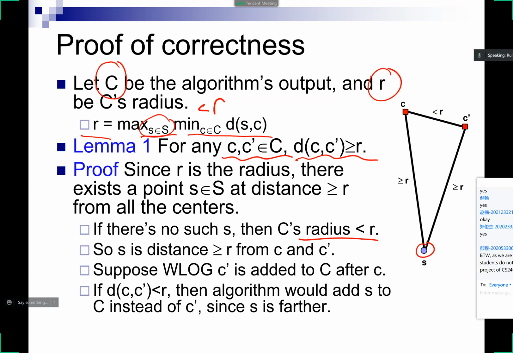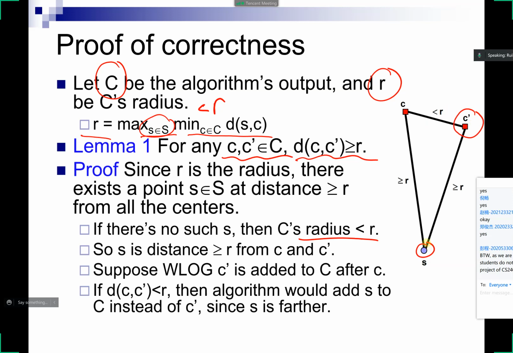Remember that we added these centers one by one. So suppose that we added C first and then later added C prime. Let's just assume that. Now if the distance between C and C prime is less than R, then in the iteration where you added C prime, remember, the way that we pick these centers is that you pick a site which is the farthest away from all of your current centers.